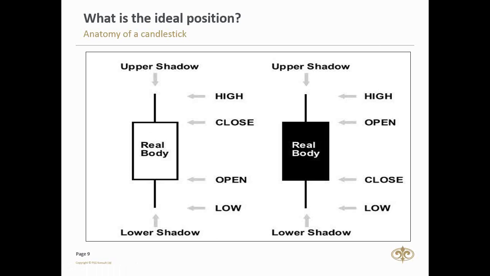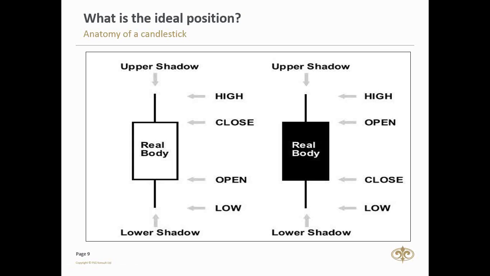The amount that the share price rises above this real body, we call that the upper wick or upper shadow. And the amount that moves lower than the bottom of the real body, we call that the lower shadow. Sometimes they refer to them as shadows, or I like to call them wicks, the upper wick and the lower wick. But let's stick to shadows.